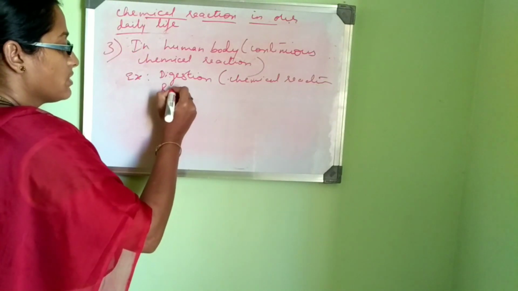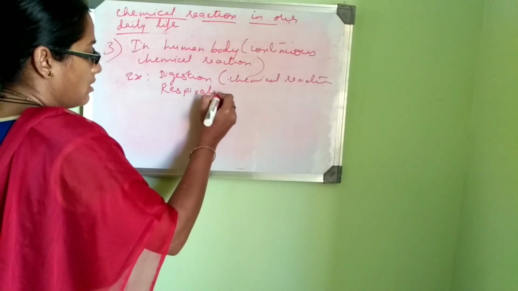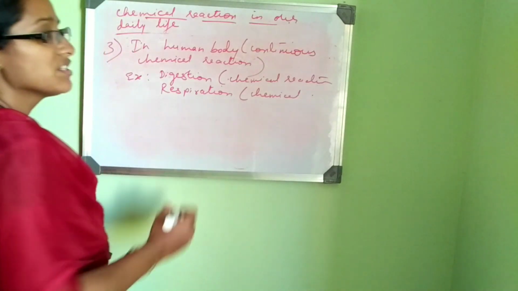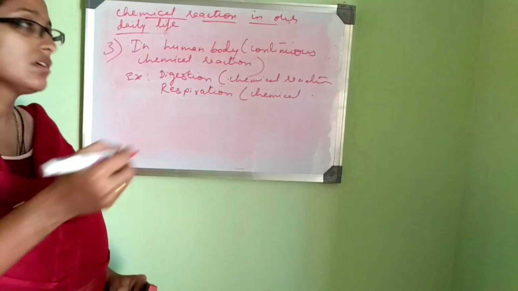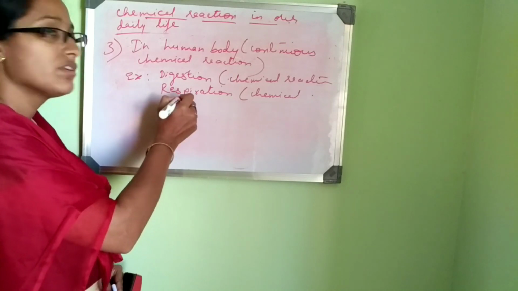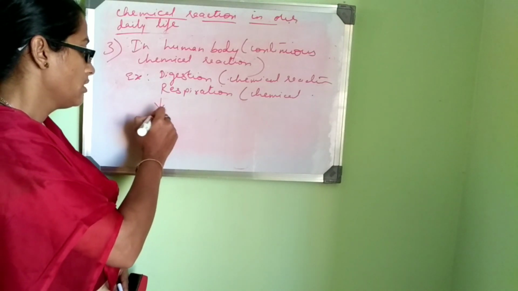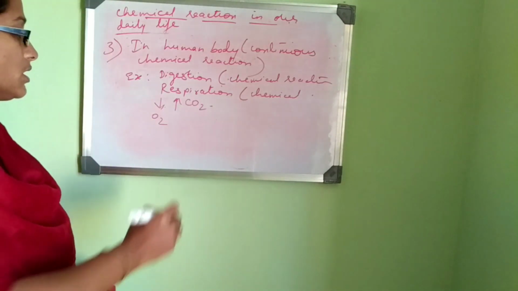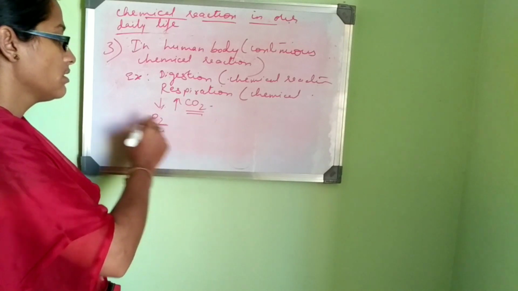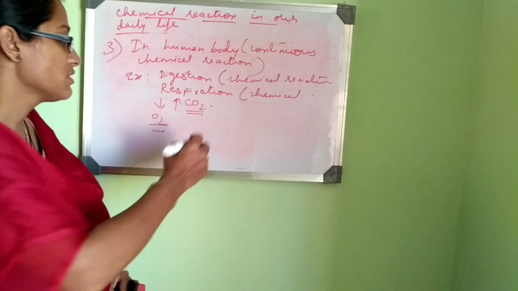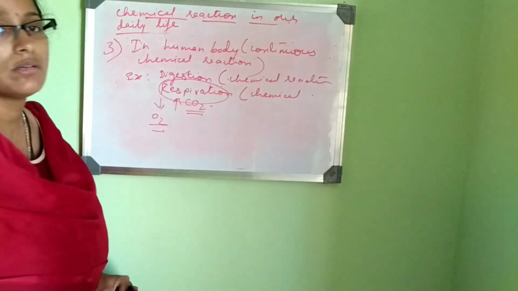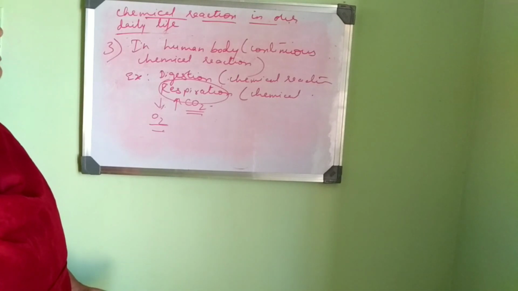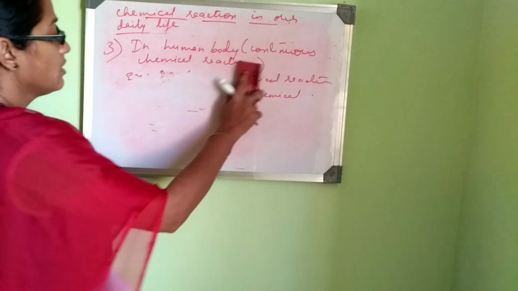We can even say that respiration is also a chemical reaction. Why is respiration called a chemical reaction? Because when we respire, we take in oxygen and release carbon dioxide. These are two different reactants or products, but still this happens in our respiratory system or in our whole body. So these are all examples of chemical reactions in our daily life.